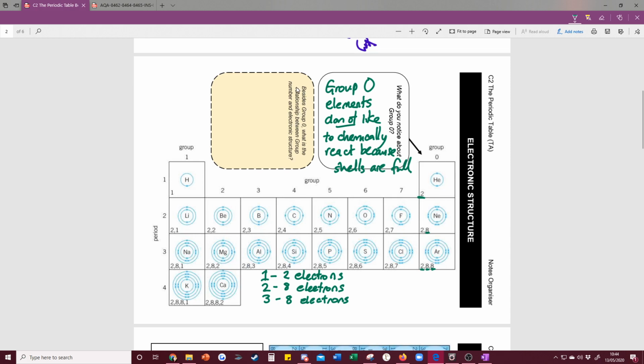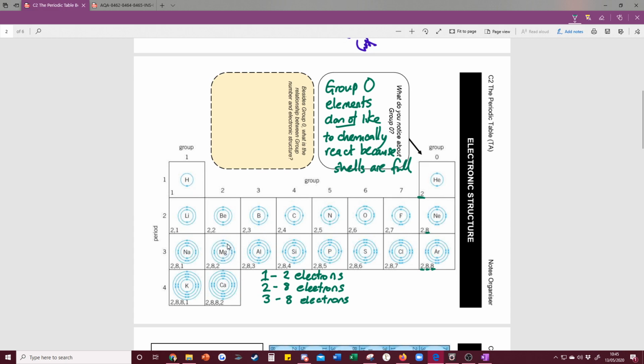So here's the question for notes. Besides group 0, what is the relationship between group number and electronic structure? Well, have a look here. Group 1, we have 1 electron on this outer shell, then 2, 1 electron on the outer shell, 2, 8, 1 electron on the outer shell, 2, 8, 8, 1 electron on the outer shell. Group 2, 2 electrons on the outer shell, 2, 8, 2 electrons on the outer shell.